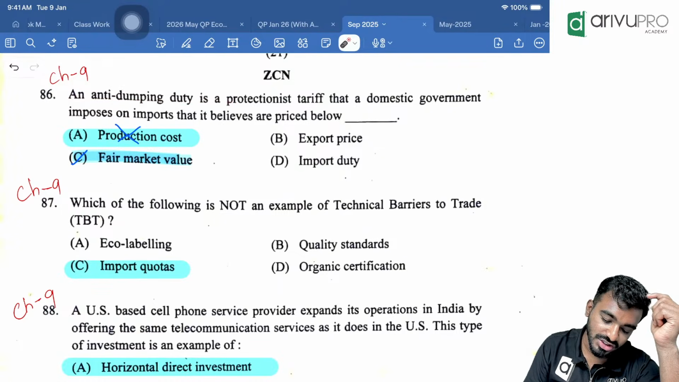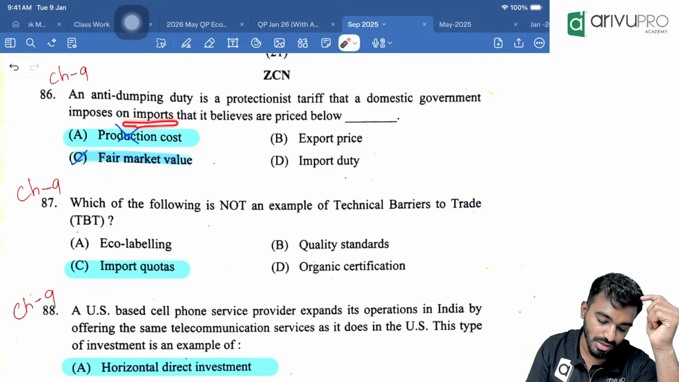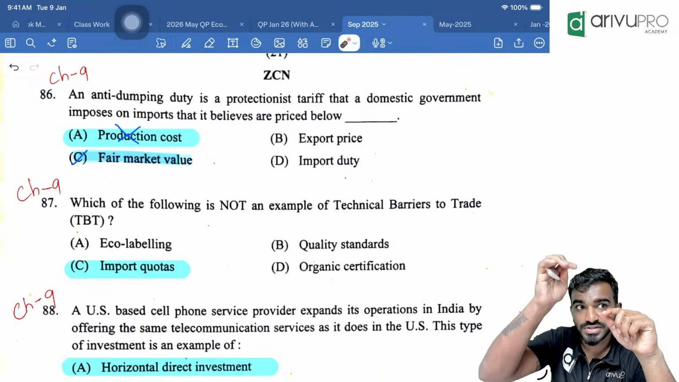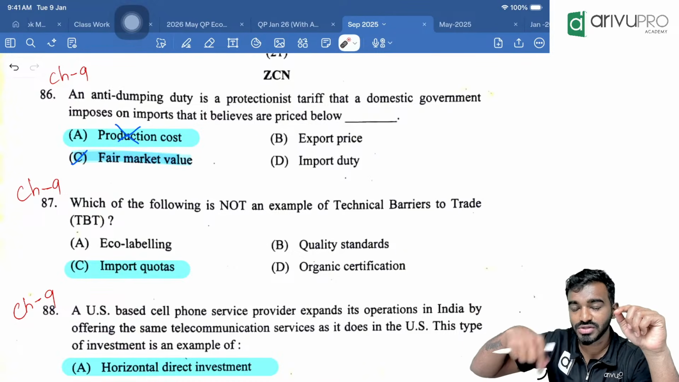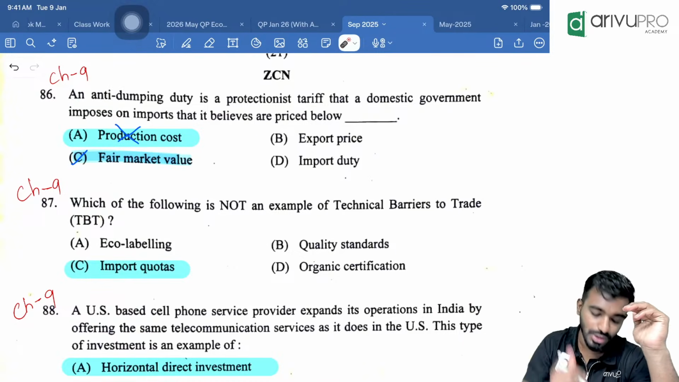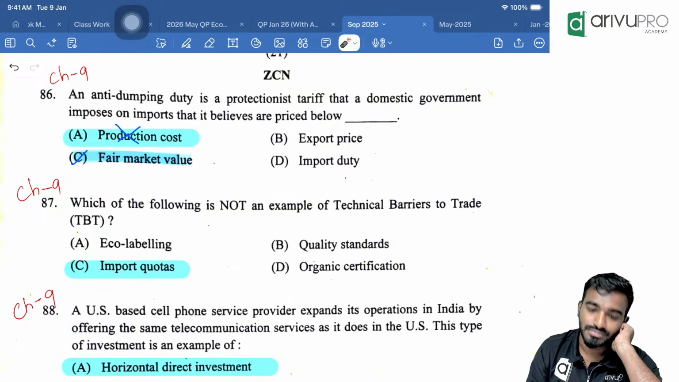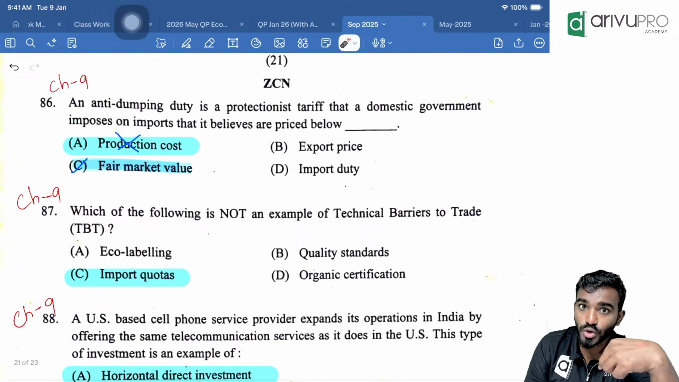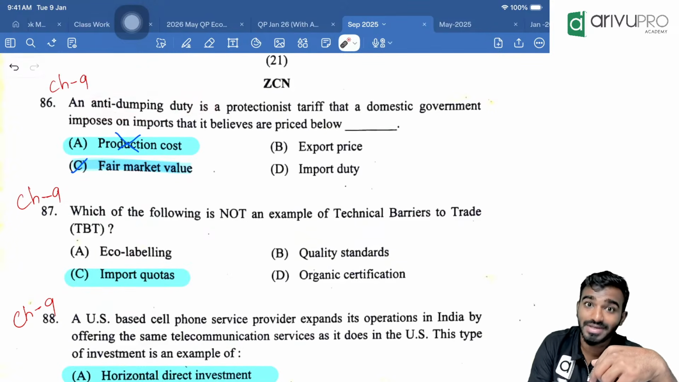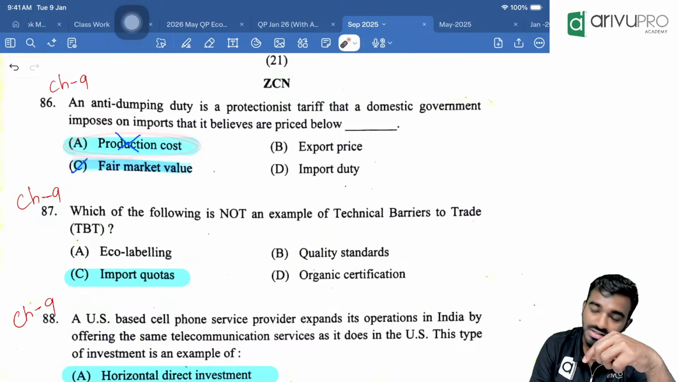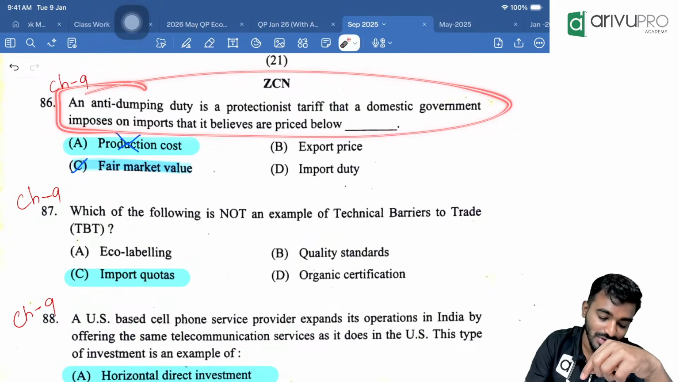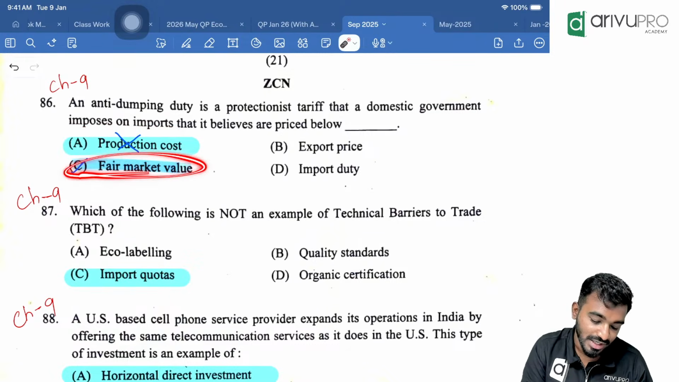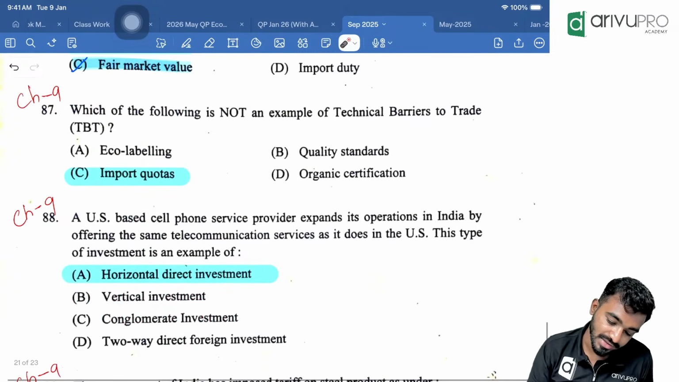Anti-dumping duty is a protectionist tariff which the domestic government imposes on imports, on the belief that the price level is below their fair market value. When they try to sell for less than our domestic country's market value, we impose these taxes to make it equal to our fair market value. No, we know they will try to sell for less than their production cost, but from the importing country's perspective, who is levying this import duty, they were asking. Even initially I said production cost, but when you read the question properly, this is from the importing country. See, it imposes on imports, to make it fair market value with their domestic players.